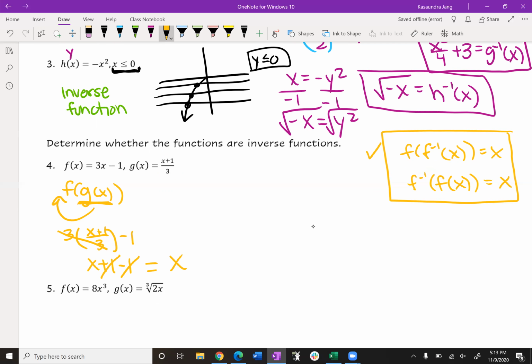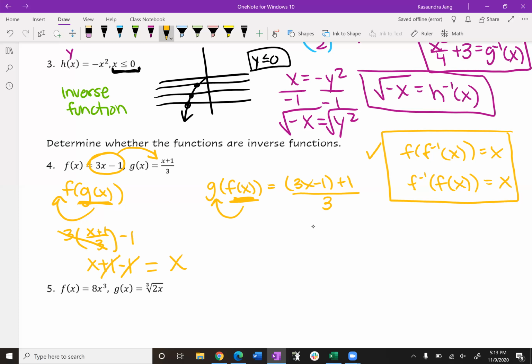Let's now do the opposite direction. Instead of f of g, I'm going to do g of f of x. Again, f of x is in the middle, like I subbed that into my g function. So I'm going to take this whole f function and sub it into the g function. So instead of an x plus 1, I'm going to do the whole 3x minus 1, the whole f function, plus 1, and then all over 3.